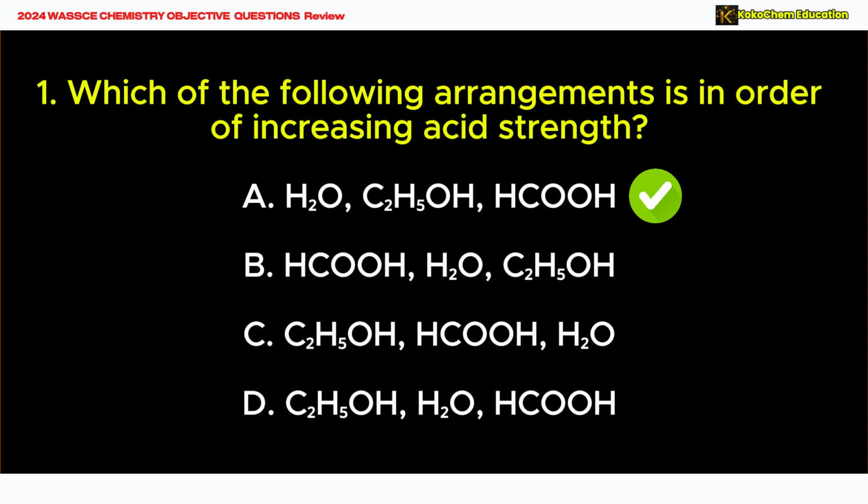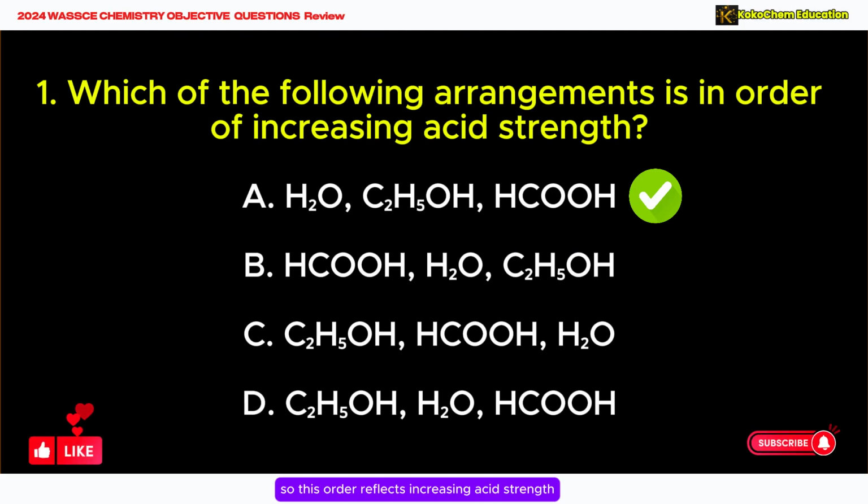Explanation. Acid strength increases with lower pKa values. H2O and C2H5OH are weaker acids compared to HCOOH. So this order reflects increasing acid strength.